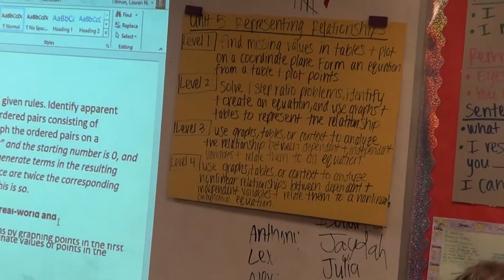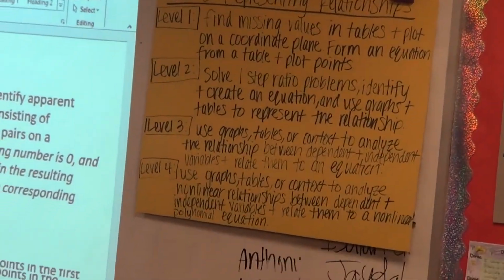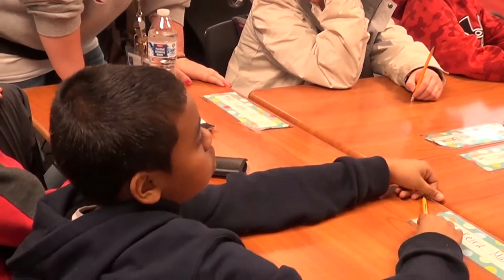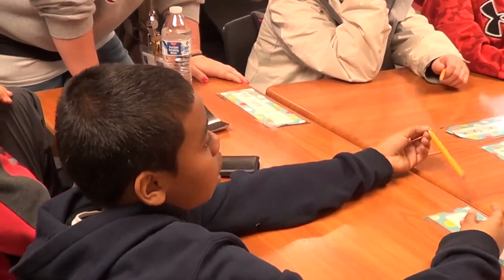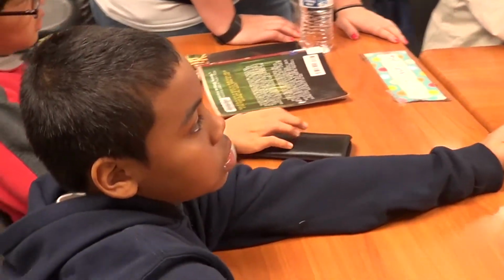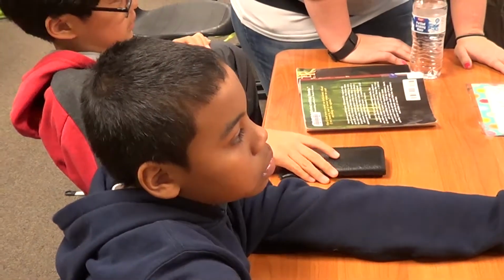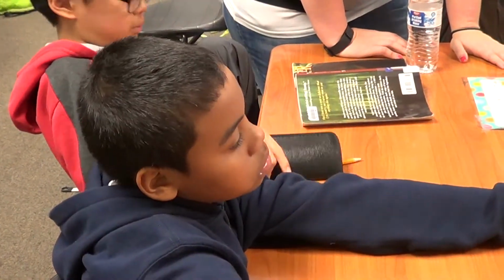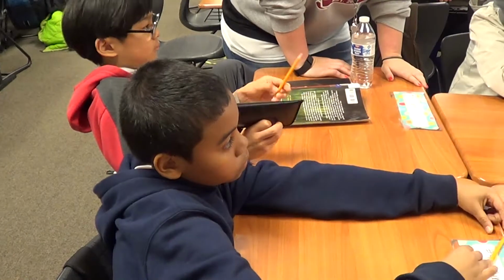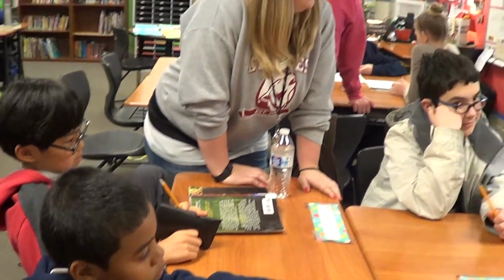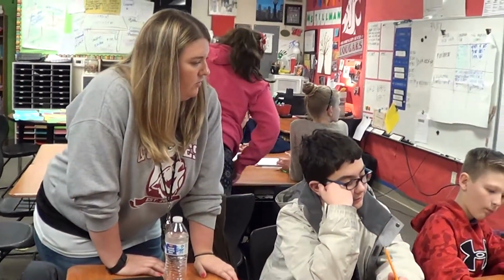You have to find the missing values in tables and plot on the coordinate plane, form an equation from a table, plot a point. Okay, which is what level then? 1. Find missing values in tables and plot them. Yep, so it makes it a level 1.